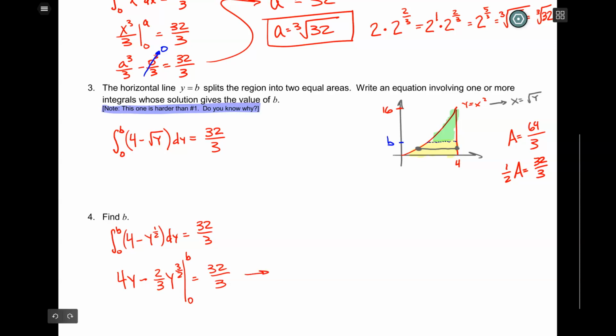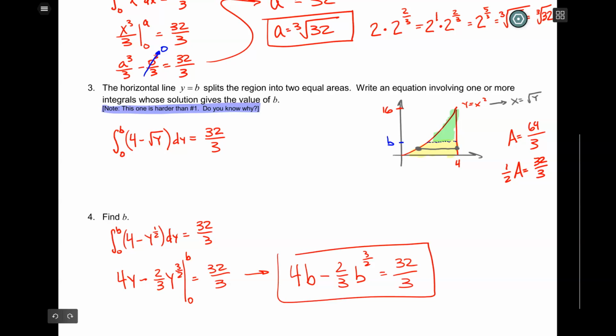So we now get this equation, 4b minus 2/3 times b to the 3/2 power, and we set that equal to 32 over 3. And friends, there's not enough algebra that we've ever learned to actually solve that, so we're going to rely on our calculator for that. Let's jump over here and take a look at the calculator.